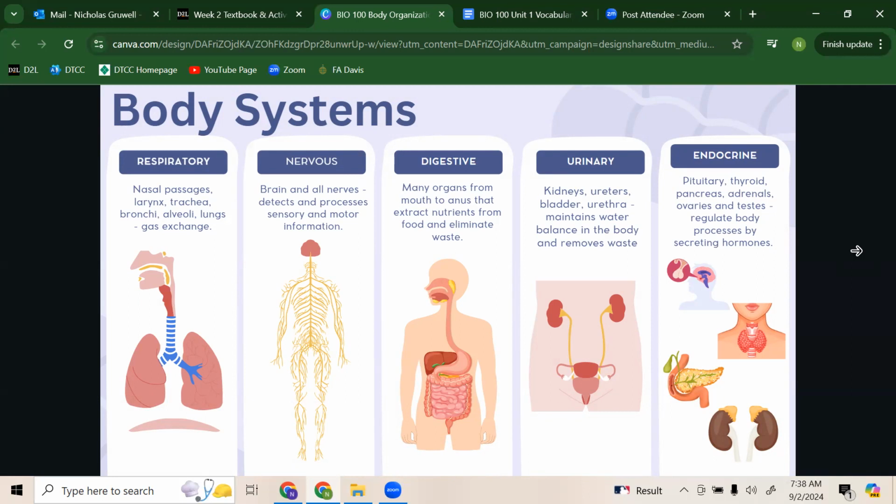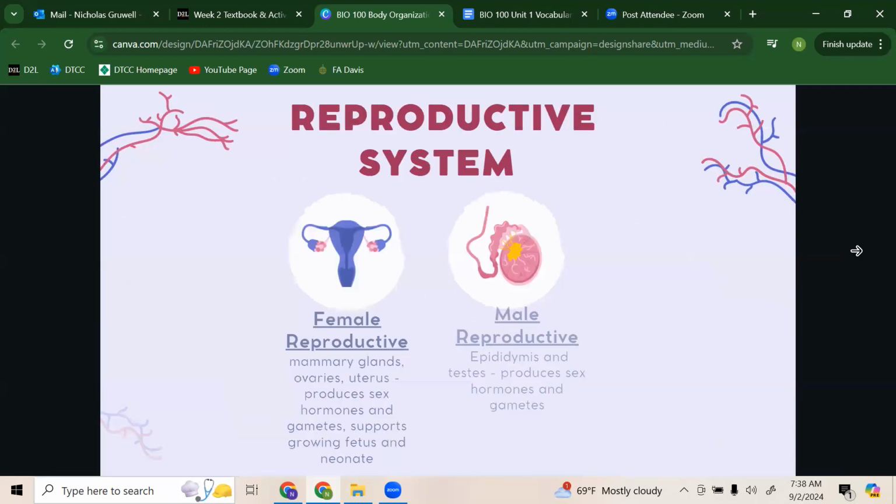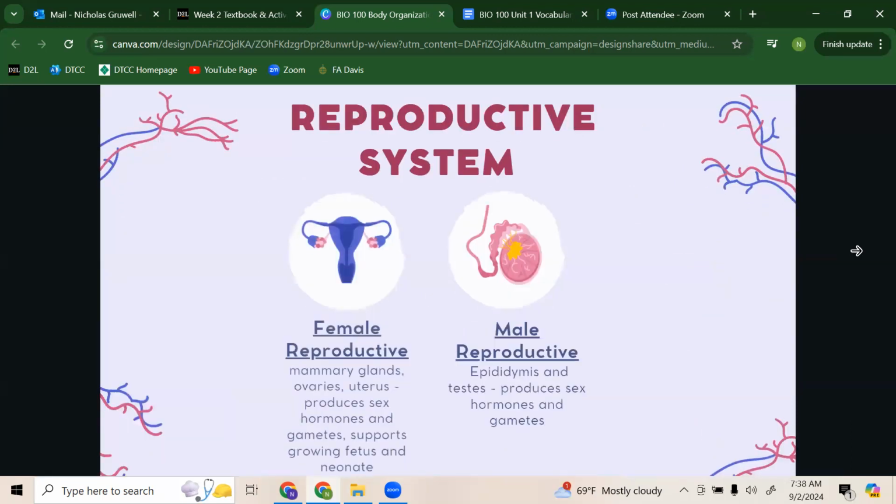So that's one other good point, that we can see some overlap in some of these systems. So the ovaries and testes are a good example. They are considered part of the endocrine system, but they would also be considered, of course, part of our reproductive systems. So there are a few organs that fall into multiple systems because they have multiple jobs.